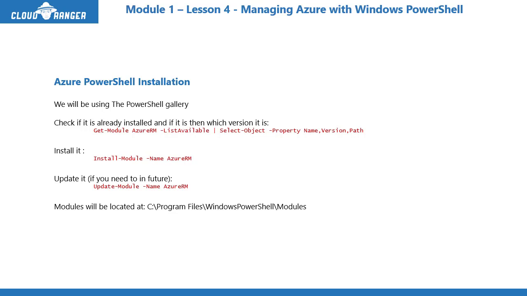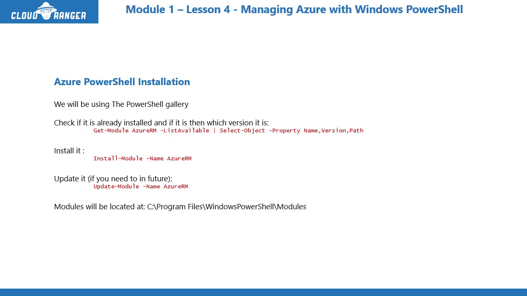Now, when you install through this method, all the modules that will be installed will be in Program Files, Windows PowerShell, and Modules. Okay, it's something to remember, and I'll show you that momentarily. When you use the web platform installer, the modules will be placed, I think, in a slightly different location. But for our purposes, this will be here.